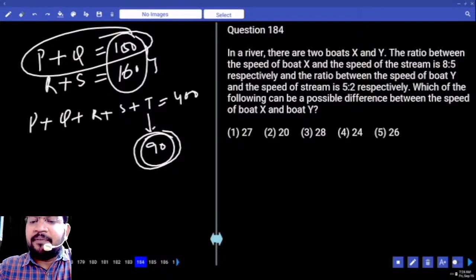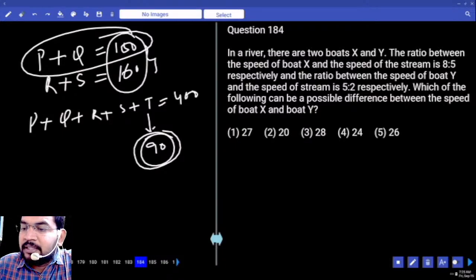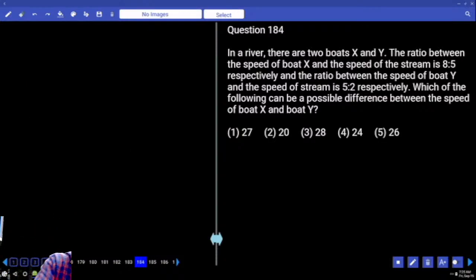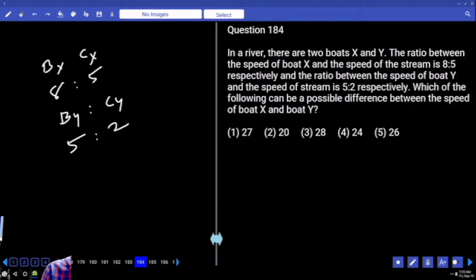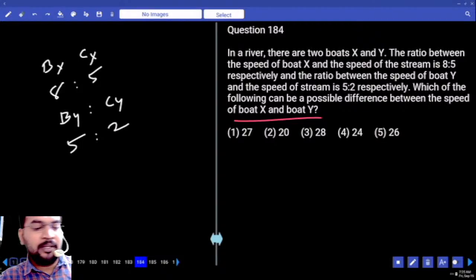Next, in a river, there are two boats, X and Y. The ratio between the speed of boat X and speed of stream is 8:5. Speed of boat X nana and the speed of stream X is how much nana? 8:5. And the ratio between the speed of boat Y and speed of stream is, the stream of speed Y is how much nana? 5:2. Which of the following can be the possible differences between the speed of boat X and boat Y?